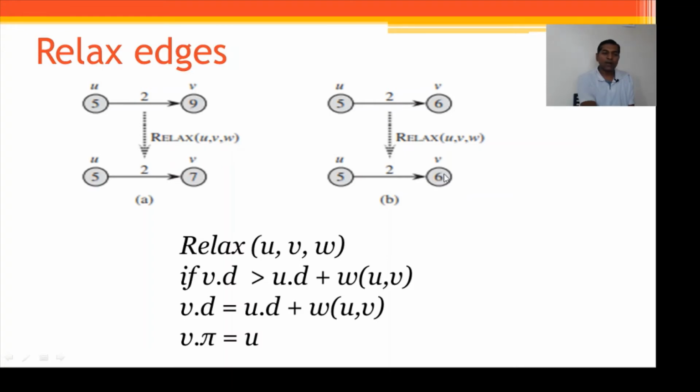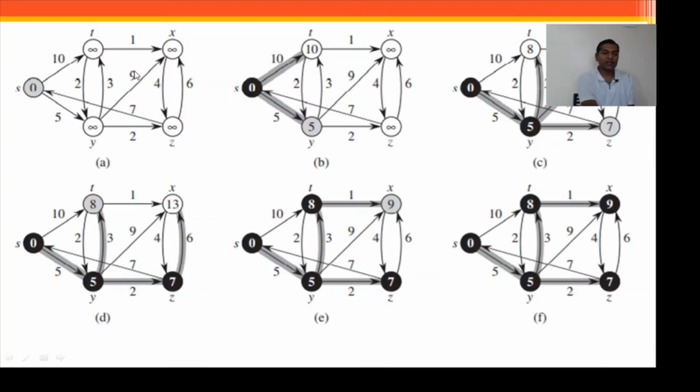So 6 is far better than 7. That is why we will not go for this. Even though we apply relaxation, it is not helpful, so we will not go with this particular path. So this is what relaxation is, and we are supposed to apply the relaxation on all the edges in this particular graph. So this is an example.